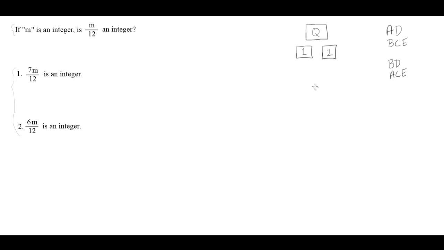Now, if you remember playing with blocks when you were a child, you could build a tower by stacking blocks on top of each other. Our job is to determine whether or not statement number 1 can support an answer to the question given by the question stem by itself, or if it needs 2 to help it.